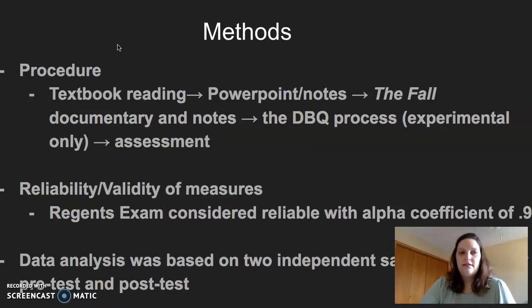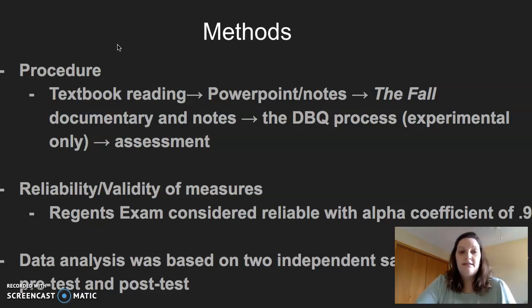So some other methods. The procedure for both groups was relatively similar. It started with both groups reading a section out of the textbook about Rome's impact on the world. So they read a certain section of the textbook and took some notes on their graphic organizer. We moved on to the PowerPoint where they continued to take notes. They watched the Fall documentary, and then this is where it switches off for the experimental group versus the control group. The experimental group was exposed to the DBQ process. So they read through different sources surrounding this topic. We had some class discussion and they answered some guided questions before we moved on to the assessment, whereas the control group just sort of skipped that DBQ process part.